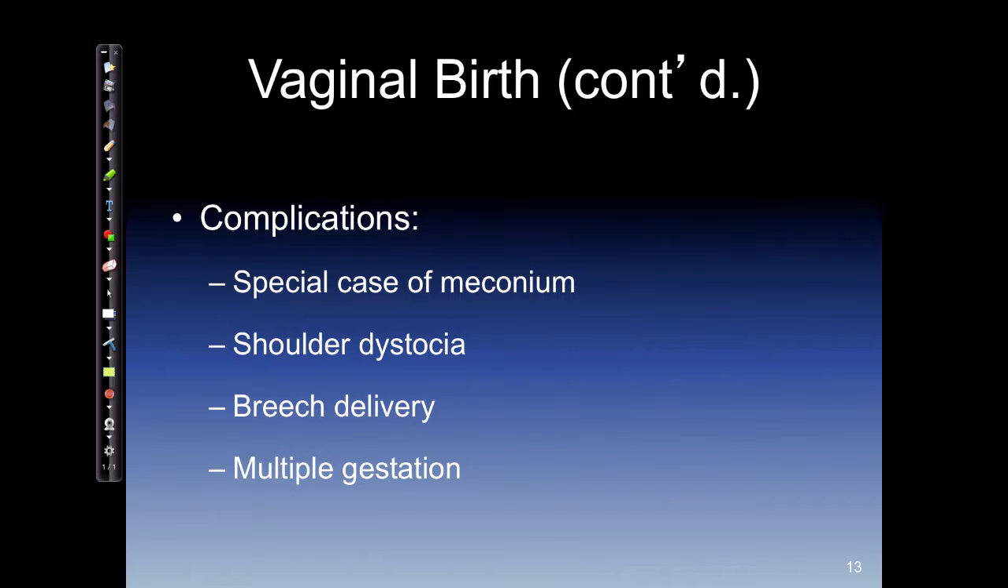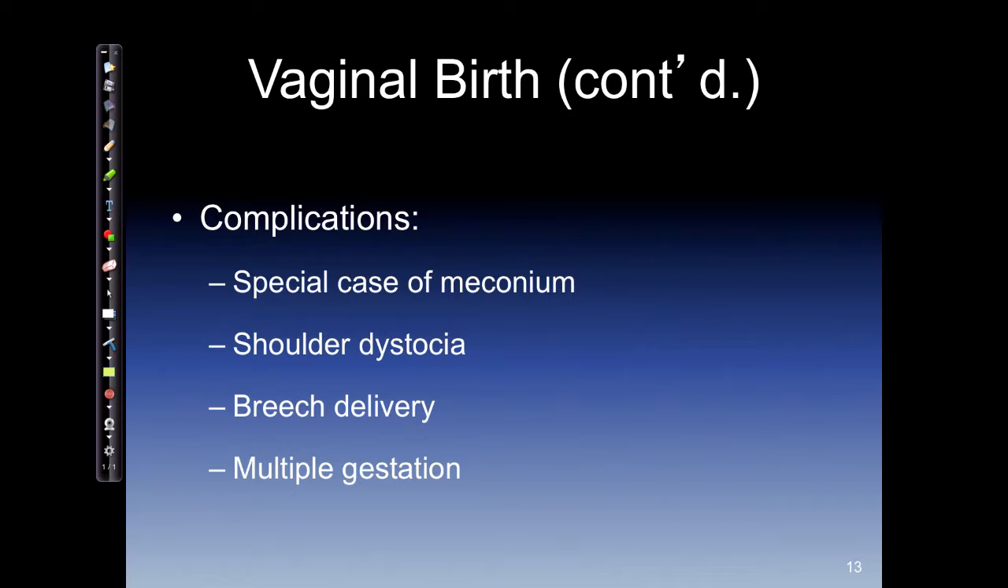Vaginal birth continued. Complications. Special case of meconium, or the first stool. The fetus forms a plug to prevent passage of stool while in the uterus. During fetal distress, the plug may pass into the amniotic fluid, staining it yellow-green or even black-green. Meconium aspiration syndrome is an airway obstruction or disruption of the surfactant fluid coating that keeps the alveoli open. Chemical-induced inflammation of the lungs and pulmonary hypertension ensue.